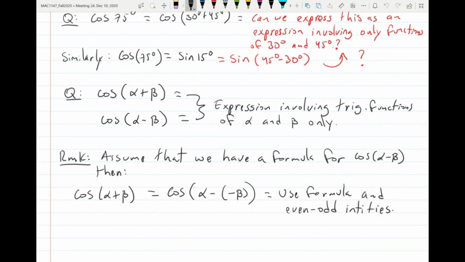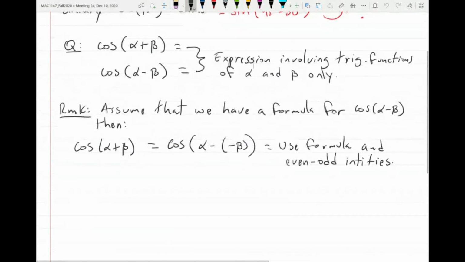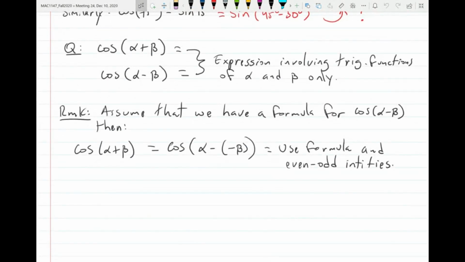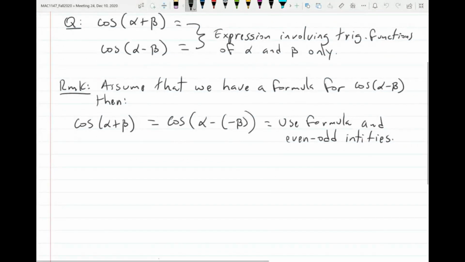Okay? And so we're gonna restrict our attention. Remember, we're interested in two formulas, but what this remark is telling you is, if you know one formula, the one for the difference, then you will get for free the other one. So we're going to discuss that, okay? So let's discuss what happens with cosine of alpha minus beta.